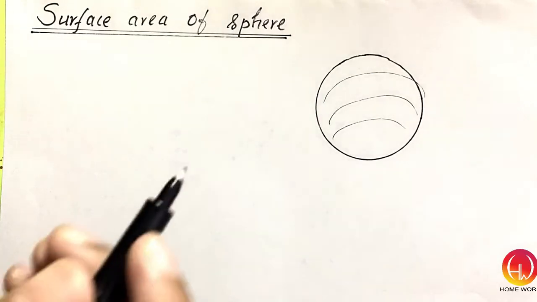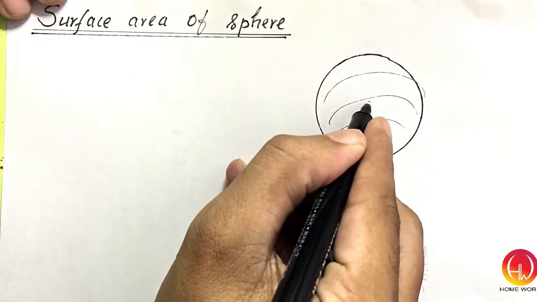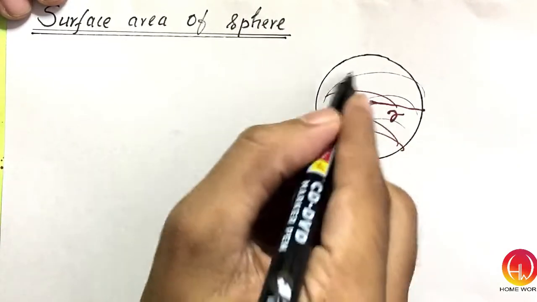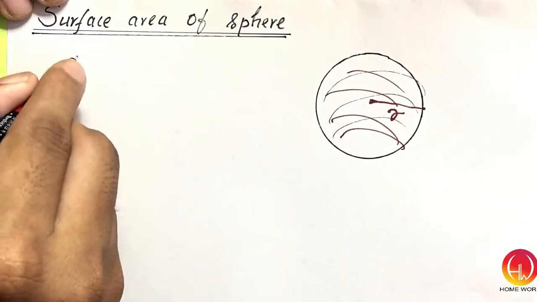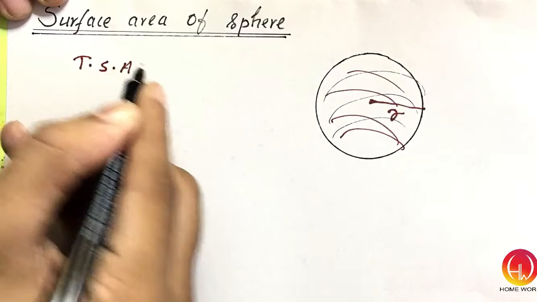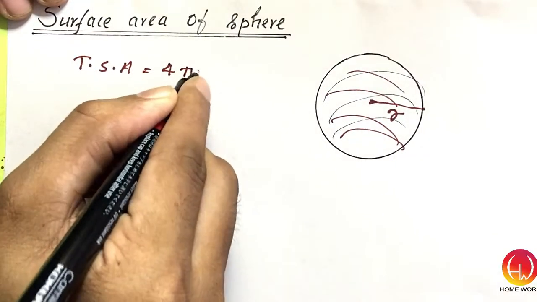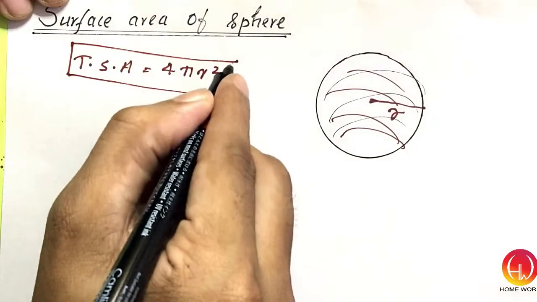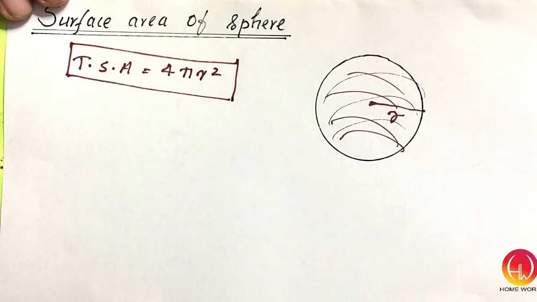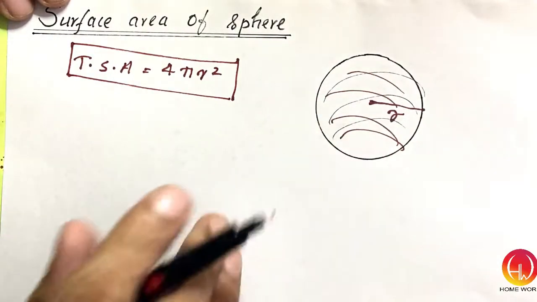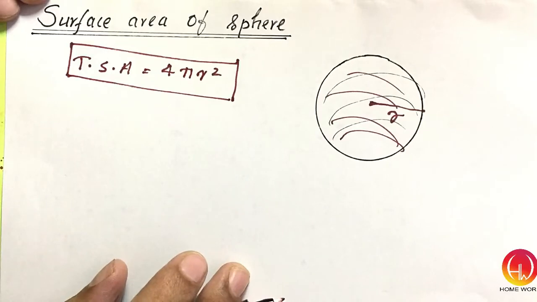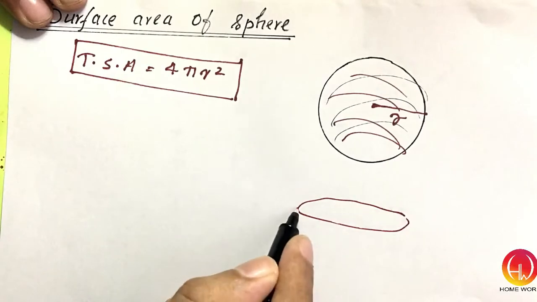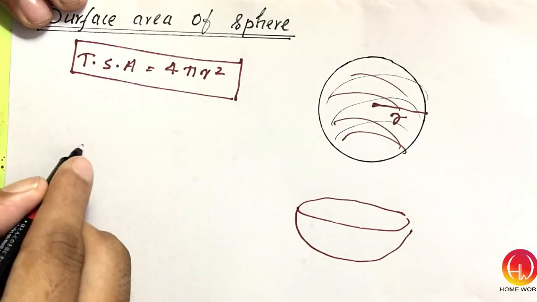Area of sphere. Okay, to find surface area of sphere we need only its radius. It is not a circle, it is a sphere. Then to find total surface area we will use this equation 4 pi r square. It has no base, all parts are same, so it has only total surface area. If we divide this sphere into 2 equal parts, we will get a shape like this. It is called a hemisphere.